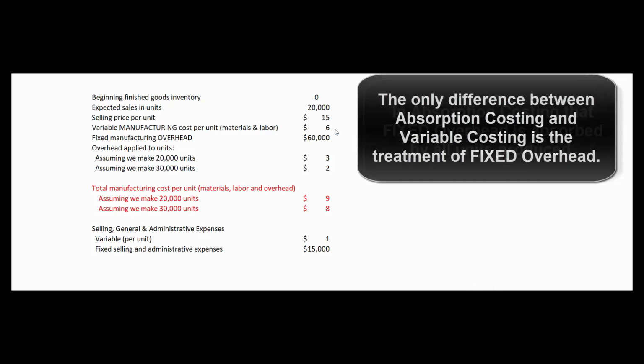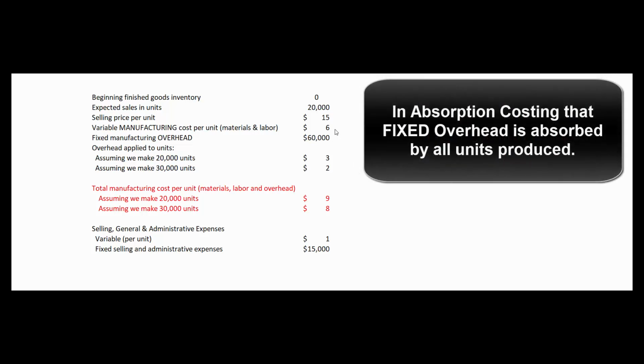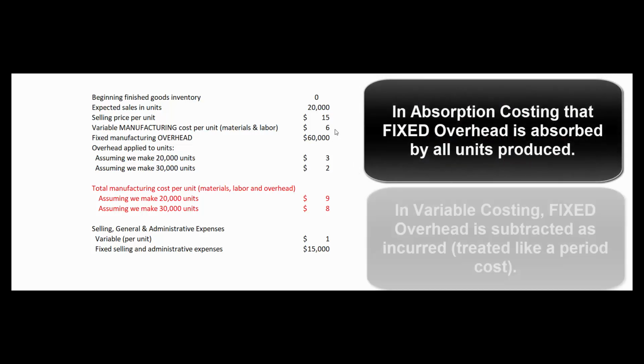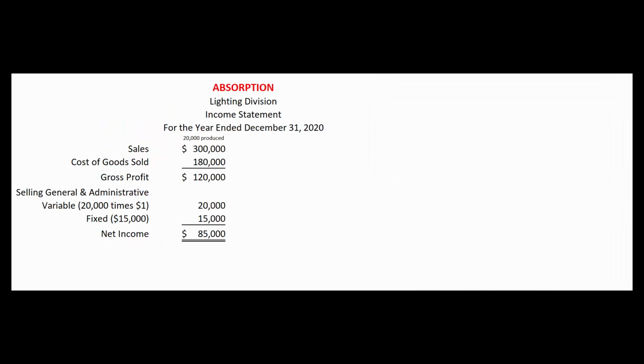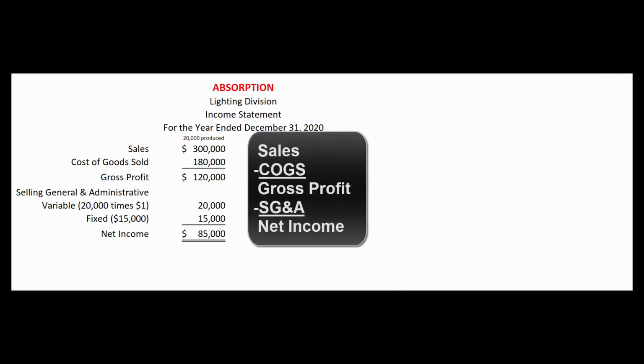In absorption costing, that fixed overhead is absorbed by all the units produced. And in variable costing, that fixed overhead is subtracted right away. It doesn't get to hang out, doesn't get to hide out in finished goods inventory. It gets subtracted right away to see how much money we made. All right, here come the numbers.